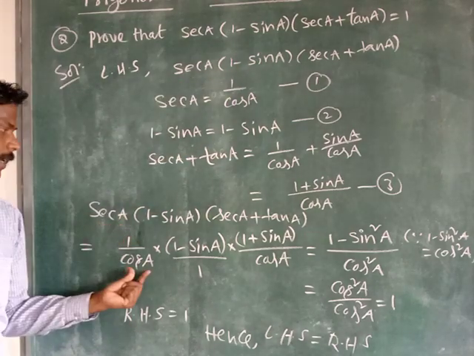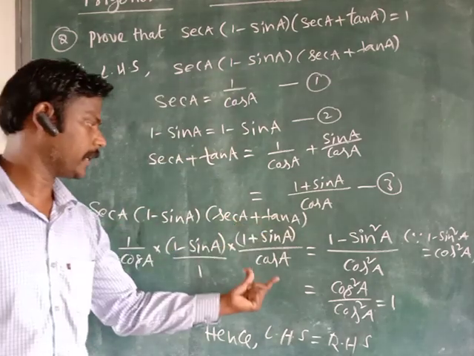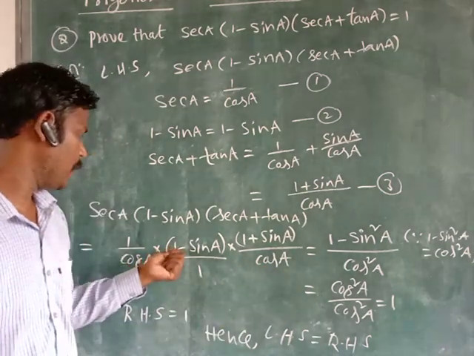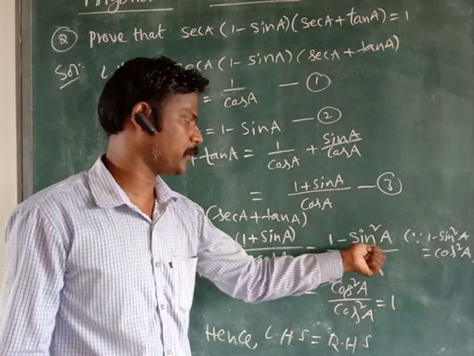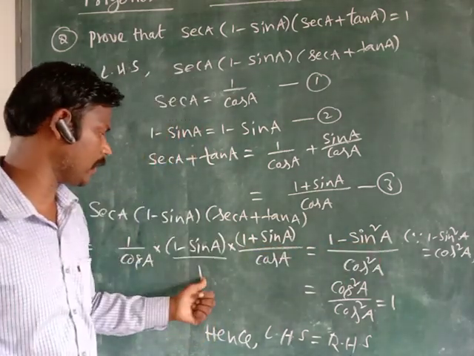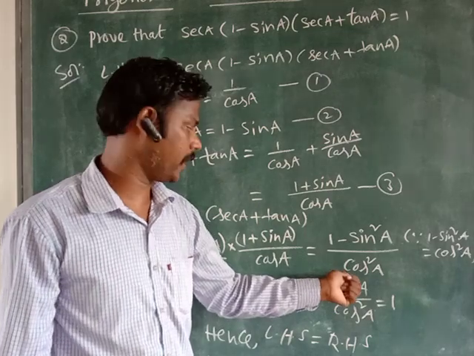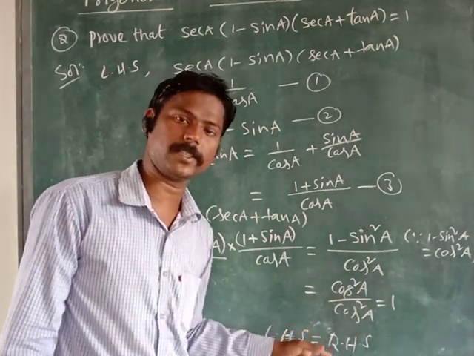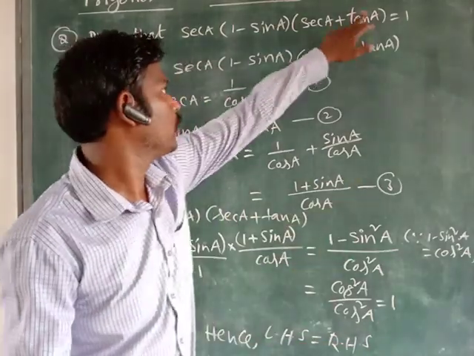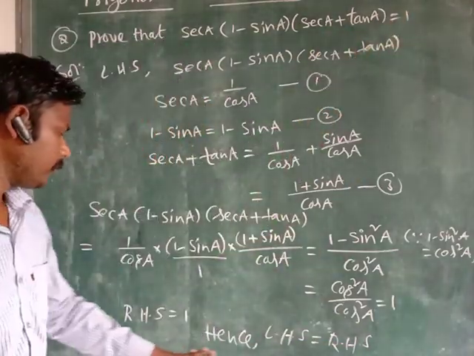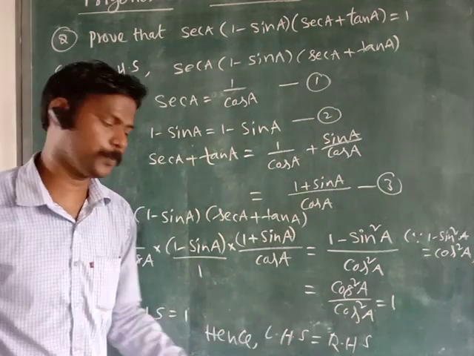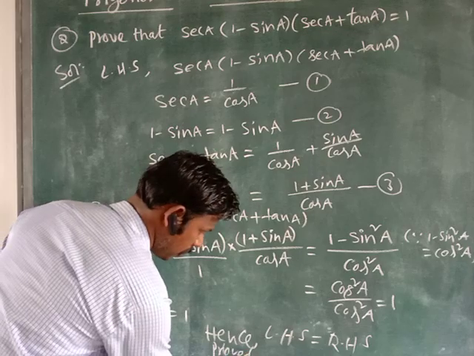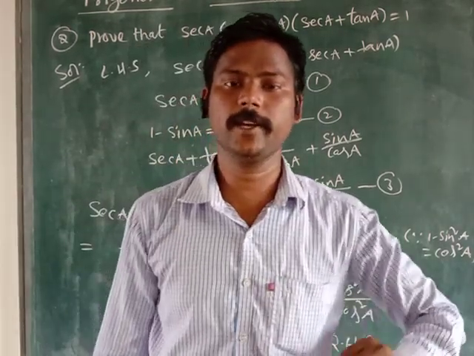See, secant A, 1 minus sin A, secant A plus tan A. If you substitute the three values and multiply, (A minus B) into (A plus B) is A square minus B square, whole by cos A into 1 into cos A, which is nothing but cos square A. 1 minus sin square A, how do we write it? Cos square A by cos square A, cos square A cancels, and we get 1. So we got 1 and 1. Hence LHS is equal to RHS. Hence proved. Understand? This is the solution for the second problem.